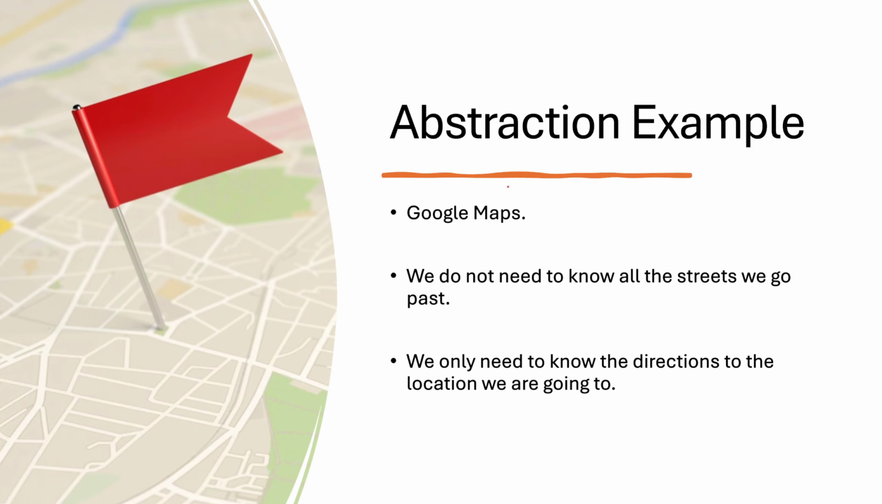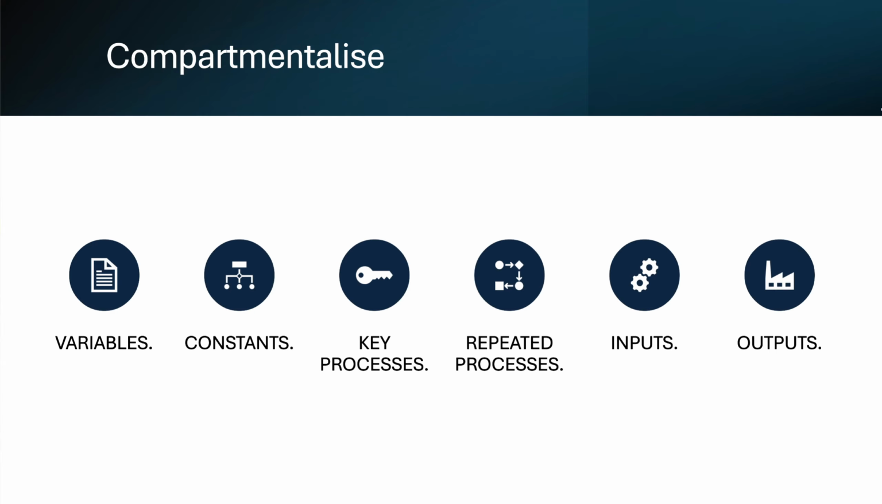Another abstraction example, Google Maps. We do not need to know all the streets we go past. We only need to know the directions to the location we're trying to get to. So imagine I'm driving from Lewisham to Brixton or Peckham, right? I don't need to know all those tiny side roads going all the way down. I simply need to know the speed limit, the roads I need to turn on. So abstraction also, again, is a way to compartmentalize. So we have our variables, we have constants, we have key processes, repeated processes, inputs and outputs.